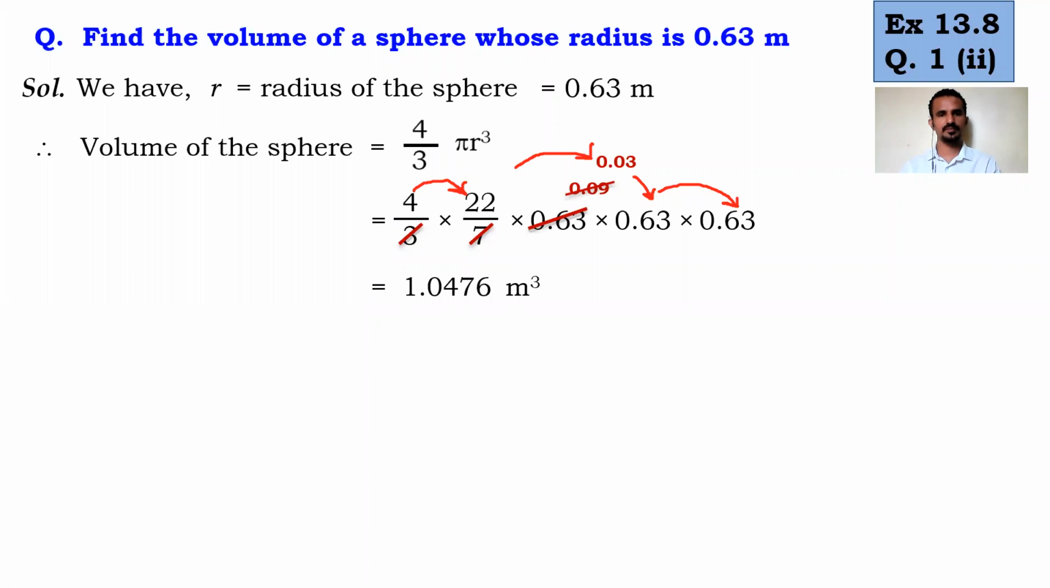1.0476 meter cube. All right, but usually we don't write more digits after the decimal. Mostly we just write 2 digits.